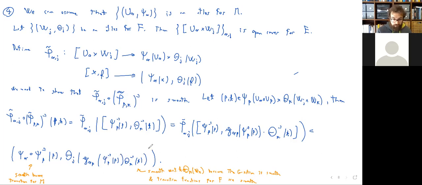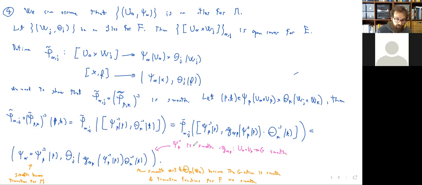What about smoothness with respect to p? Again, this is only for the second component, because the first component is easy. Well, we have that phi beta inverse is smooth. The map G alpha beta, if you see it as a map from U alpha intersected U beta into G, is also smooth. So this is simply a composition of smooth maps.